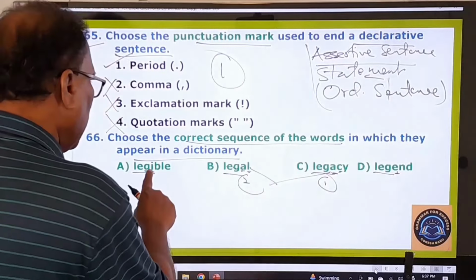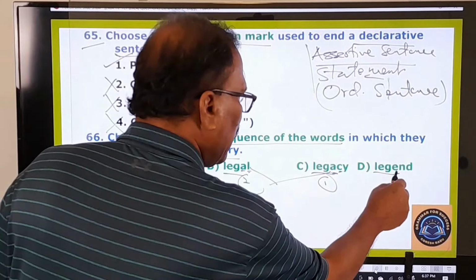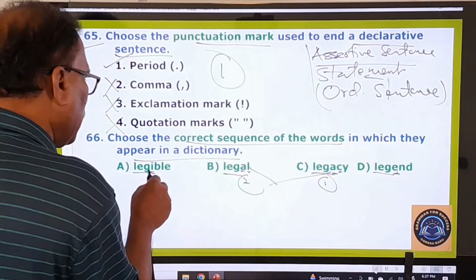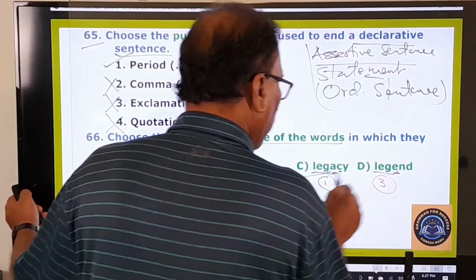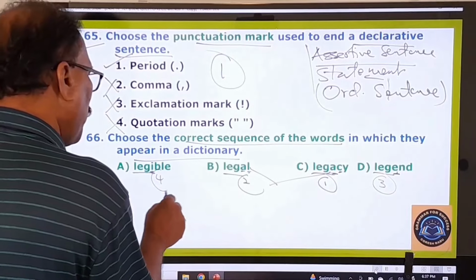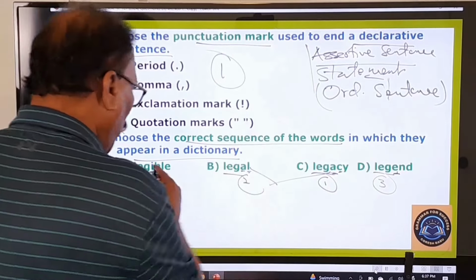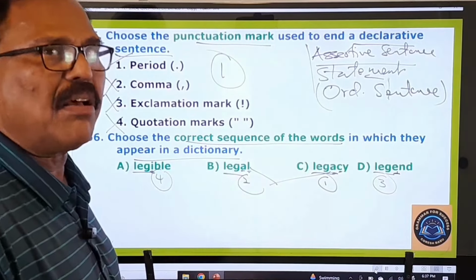And here legend is there, legible is there. After leg, what is here? E is there. After leg, what is that? I is there. Which comes first? E comes first, and therefore this will be the third word, and legible becomes the fourth word. So 1, 2, 3, 4. That should be the order of the words.